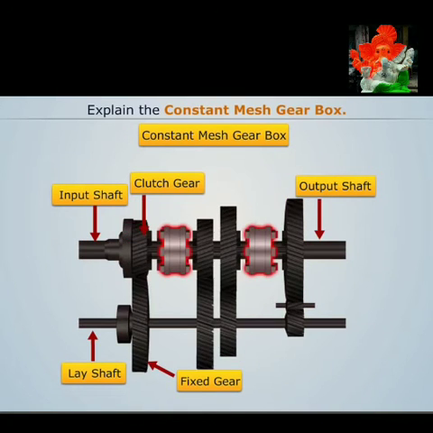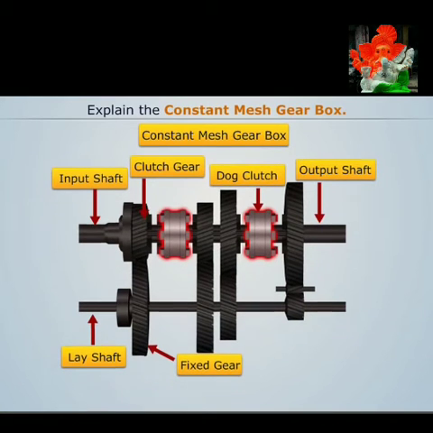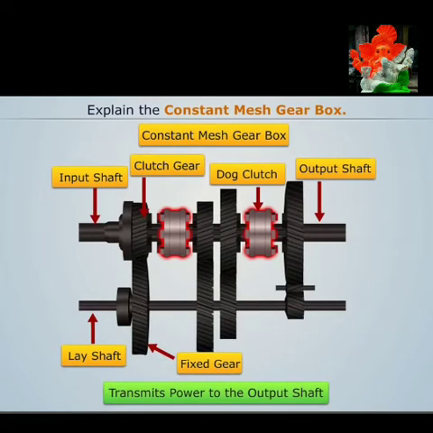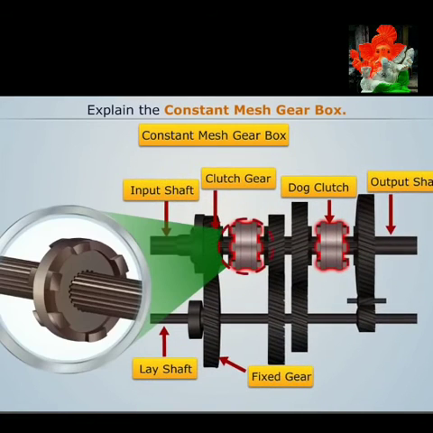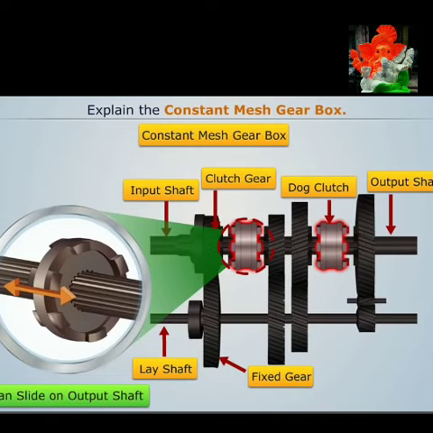Sliding dog clutches are also provided on the output shaft to select the driving gear for transmitting the power to the output shaft. These dog clutches are mounted in such a way that they can't rotate independently, but can slide on the splined output shaft. Now let's understand its working.